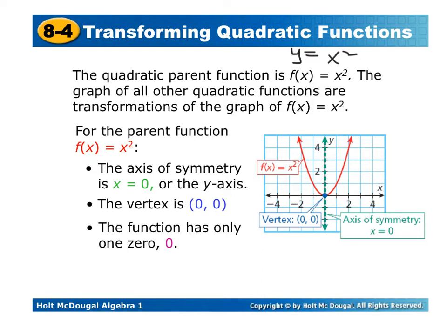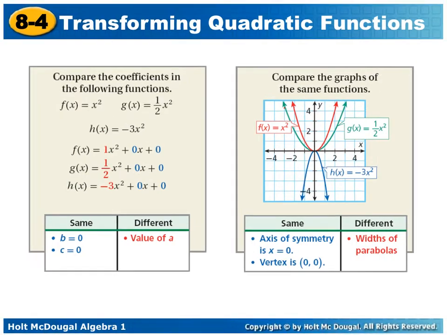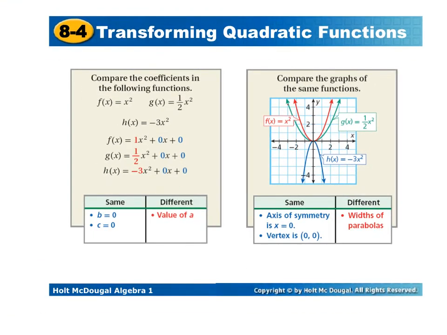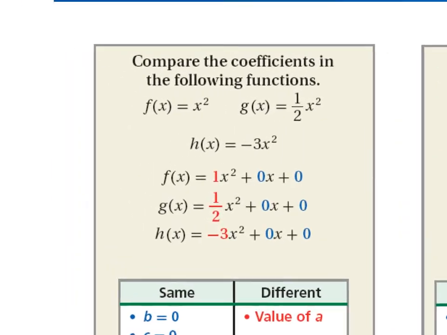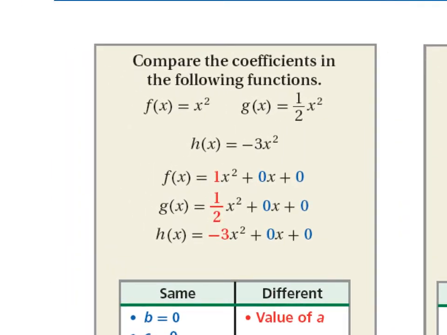Notice our axis of symmetry is 0. The vertex is at 0, 0, and it only has one zero, and it actually happens to be the vertex. Okay, now here is where we're going to start comparing. We're going to see what is different between the 3 functions. So over here, they're naming them with different letters so we don't get confused. We're not going to say this is graph 1, graph 2, graph 3.